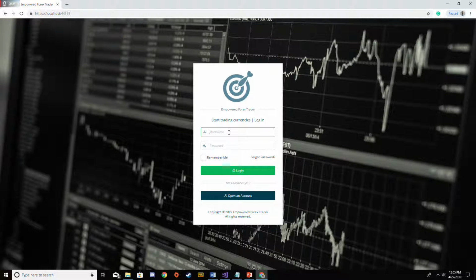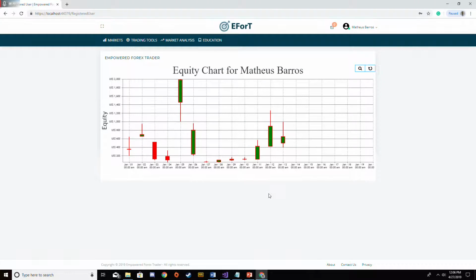Okay, so I'm going to log in. Of course, you should have already created your account. Since I've done that before, I'm going to log in, and then it's going to display my equity chart. Here you can see a lot of candlesticks. This looks like a candle, so that's why we call it a candlestick.